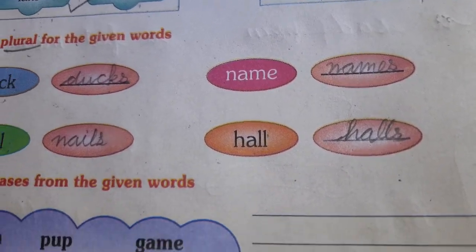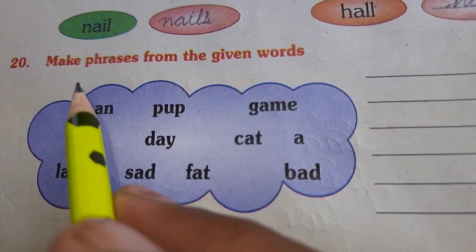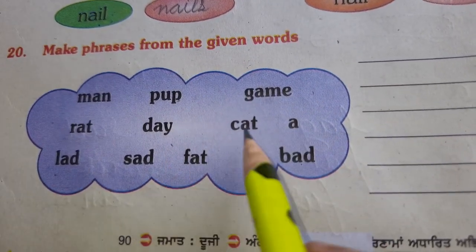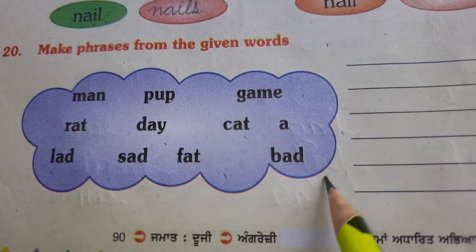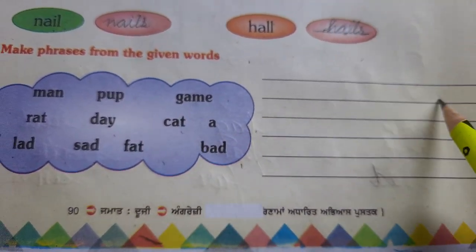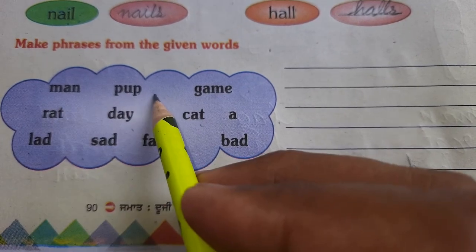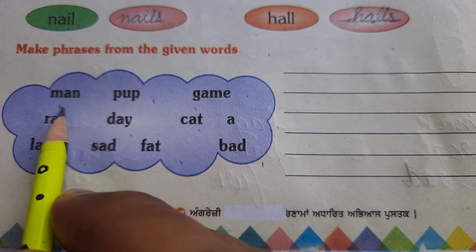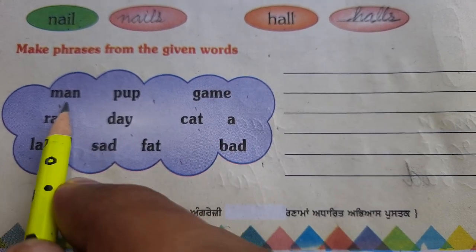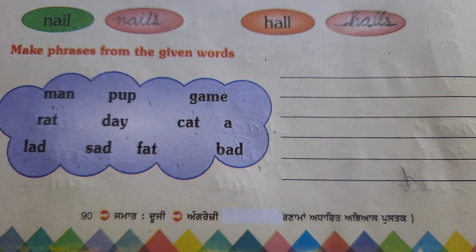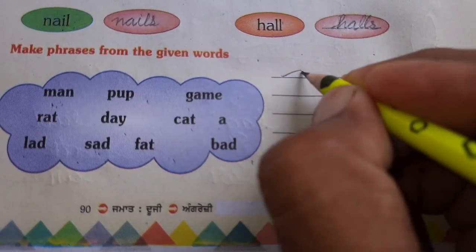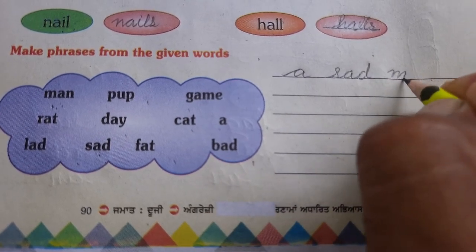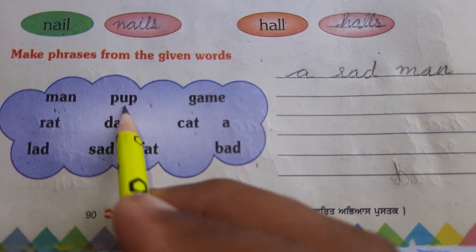Next is make phrases from the given words. Man, pop, game: some of the words are given in this cloud and we are going to make phrases from these words. So let's try to make some phrases here. Man, a man, sad, a sad man. So we are going to write a sad man. Let's look for another one.